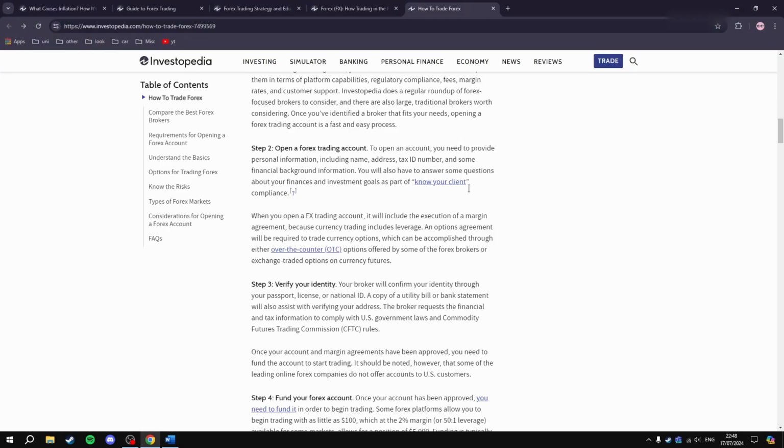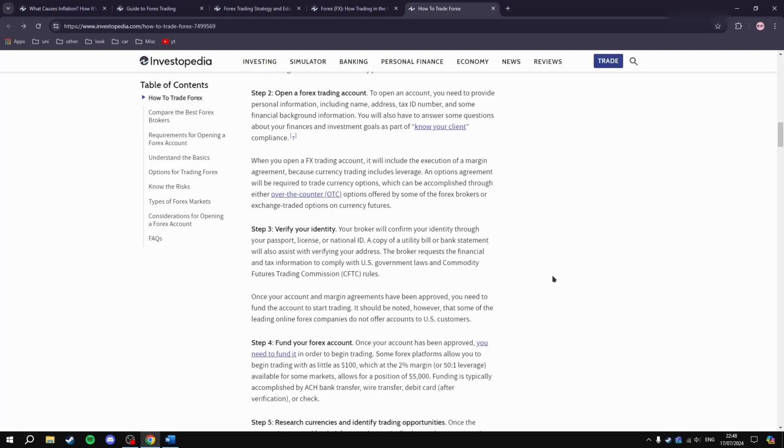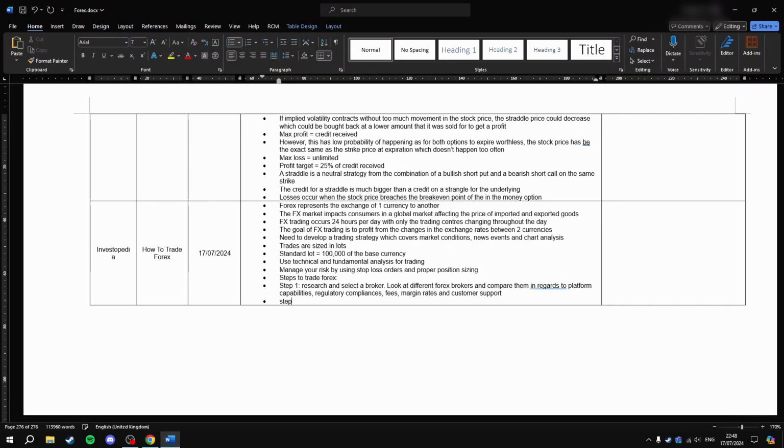Investopedia does a regular roundup of Forex-focused brokers to consider, and there are also large traditional brokers worth considering. Once you've identified a broker that fits your needs, opening a Forex trading account is a fast and easy process. Step 2. Open a Forex trading account.